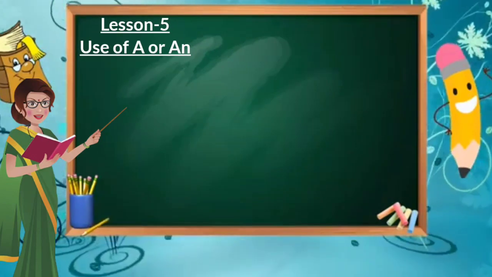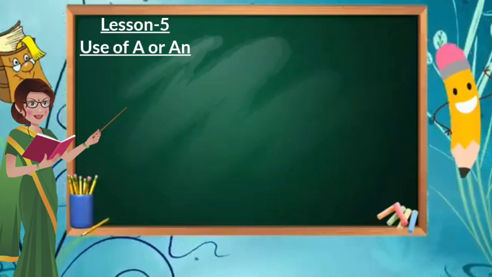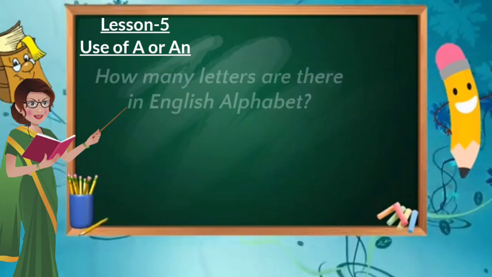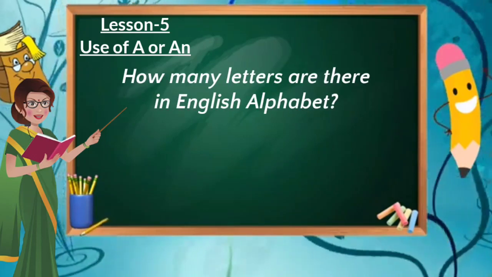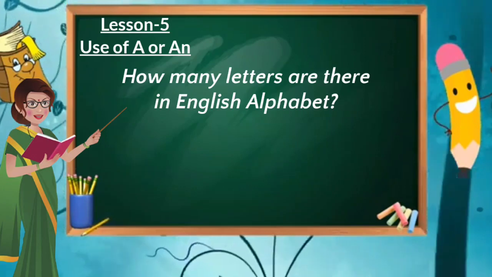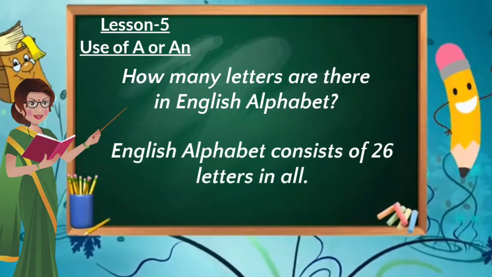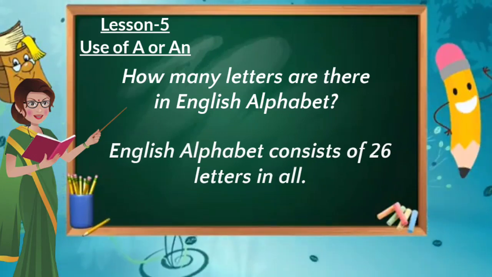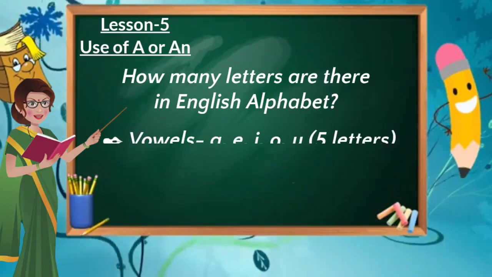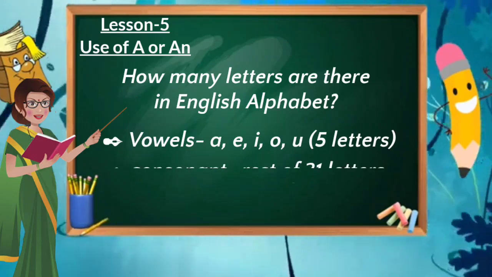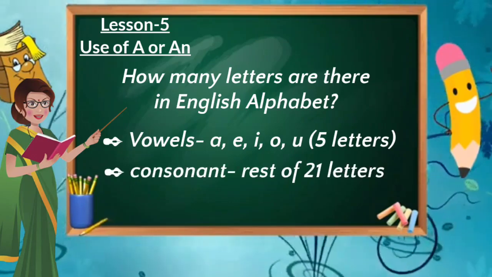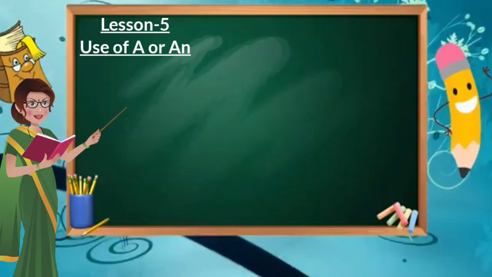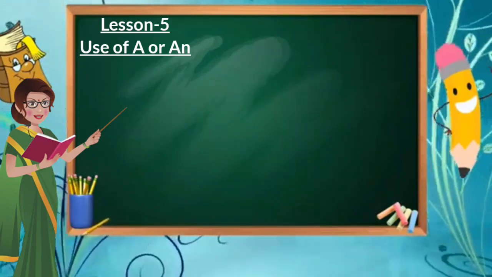But before that, I would like to remind you of the previous lesson, that is the English alphabet. So, how many letters are there in the English alphabet? Yes, as you know, our English alphabet consists of 26 letters in all. Out of these, A, E, I, O, U, 5 letters are called vowels, and the rest of the 21 letters are called consonants. Now, we shall go through the chapter.